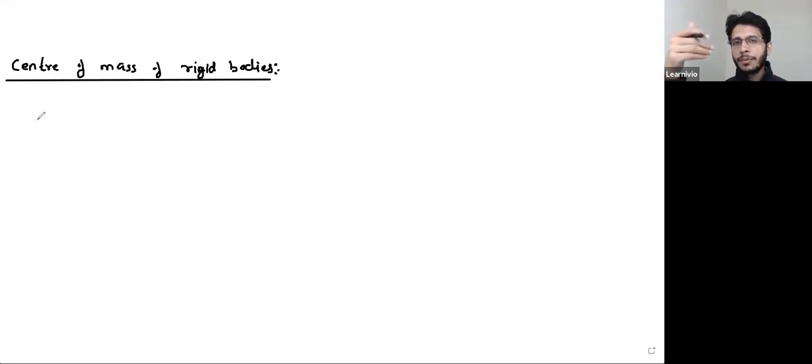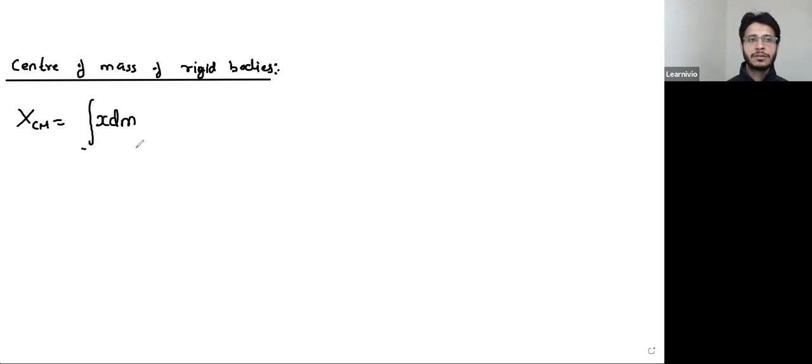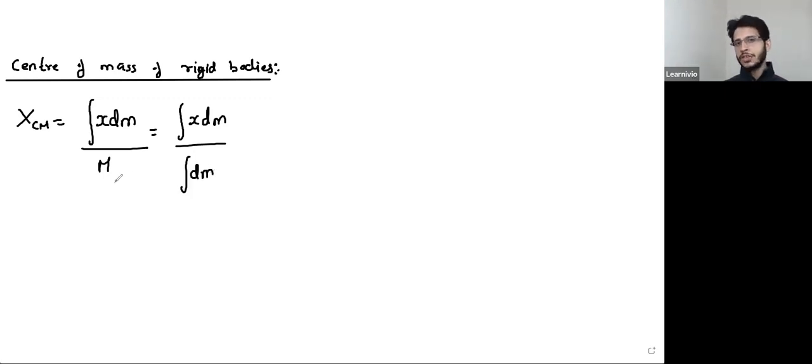When you have infinite particles or infinite things to add or combine, then instead of addition, we usually prefer integration. So for a rigid body, to calculate the x coordinate of center of mass, we don't add, we basically integrate x dm, and then I divide it by total mass. This total mass can also be calculated as the integral of dm. So instead of addition, you will use integration.